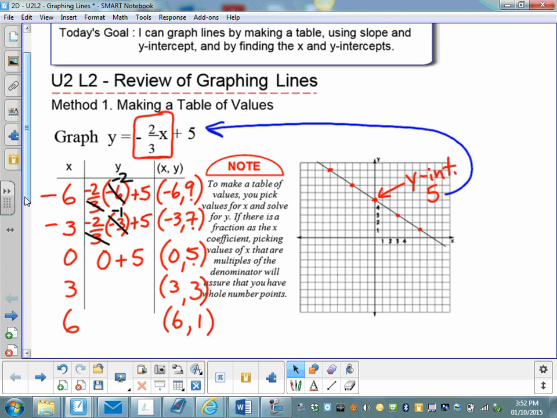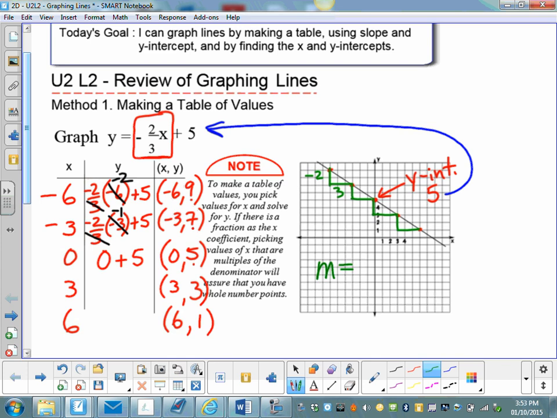The other thing that I want to mention here is the pattern of the points. So it goes down 2 and over 3. So down 2 and over 3. And that pattern continues. Down 2, over 3, down 2, over 3, and so on. So that's actually the slope of that line.